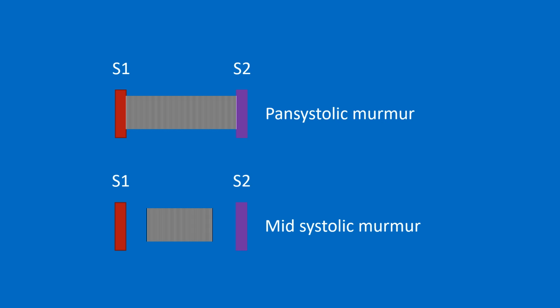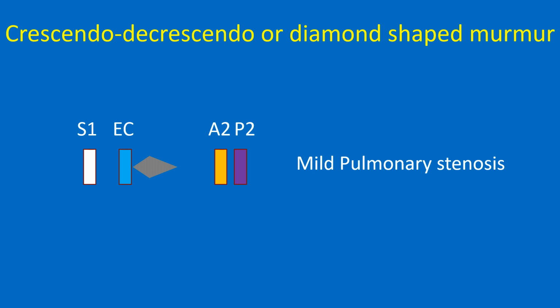Mid-systolic murmur starts a short period after the onset of systole. Typical mid-systolic murmur is that of mitral valve prolapse. Late systolic murmur could also be there in mitral valve prolapse. Ejection systolic murmurs of pulmonary and aortic stenosis start a short while after the onset of systole and are preceded by the ejection click. They are crescendo-decrescendo murmurs or diamond-shaped murmurs. The length of these murmurs is directly related to the severity of the stenosis.